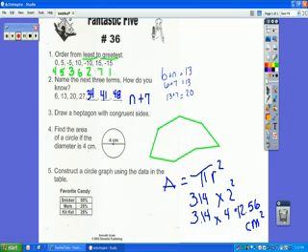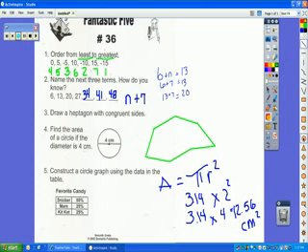Now we must construct a circle graph using the data in the table shown. Favorite candy. A Snicker bar is 50%. The Mars candy bar is 25%. And a Kit Kat is 25%. I know that 50% is 1/2 because the percent is a number out of 100. And 50 over 100 is equivalent to 1/2.